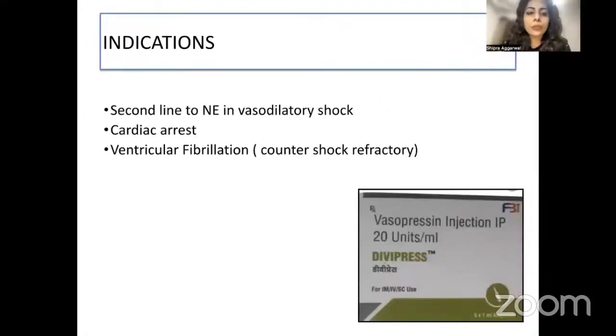The indications for vasopressin. It is the second line to noradrenaline in vasodilatory shock. Also, the level of evidence is very weak for the use of vasopressin in cardiac arrest and ventricular fibrillation. Vasopressin is available as vasopressin injection in a concentration of 20 units per ml.